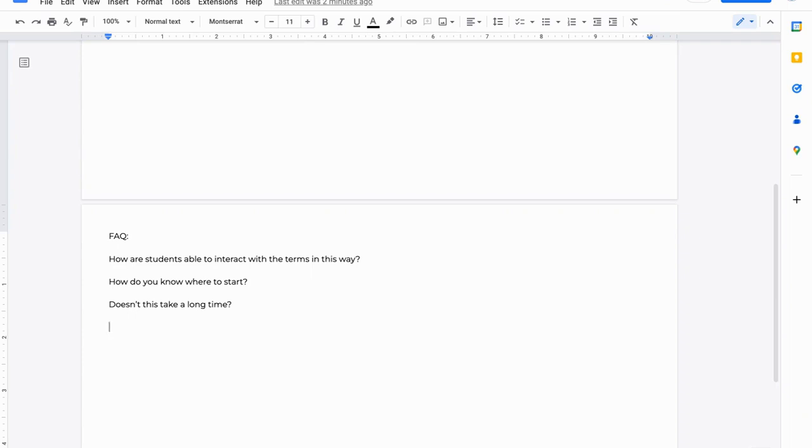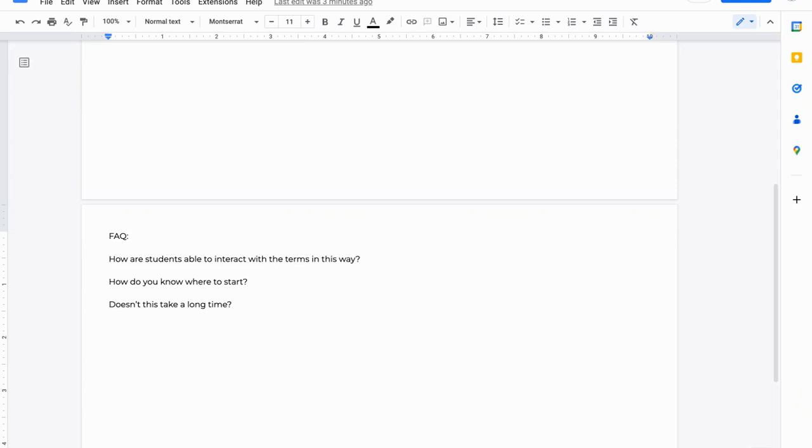The final question I get asked a lot is, doesn't this take a really long time? And it does take a lot longer than maybe copying the definitions out of the textbook or just providing students with the definitions. But because it's interactive and because students have had a chance to explore the material before I'm giving them these terms, they're far more likely to understand what these terms mean and use it on their own.